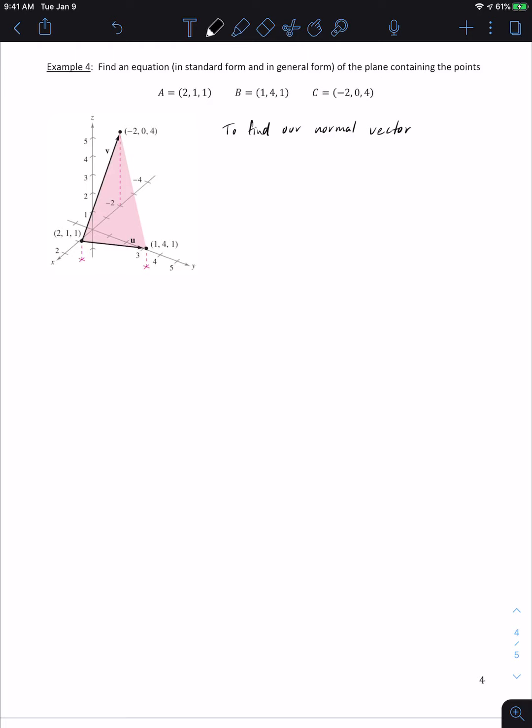remember what we can do is if we have two different vectors that have their tails meeting together, if we take their cross product, that will give us a vector that is orthogonal to both vectors, right? So in other words, if I create two vectors from these 3 points, which as you can see in the drawing, that's what they do, then I can take the cross product of those vectors and that will give me my normal vector. So in other words, to find our normal vector, we must find the cross product.